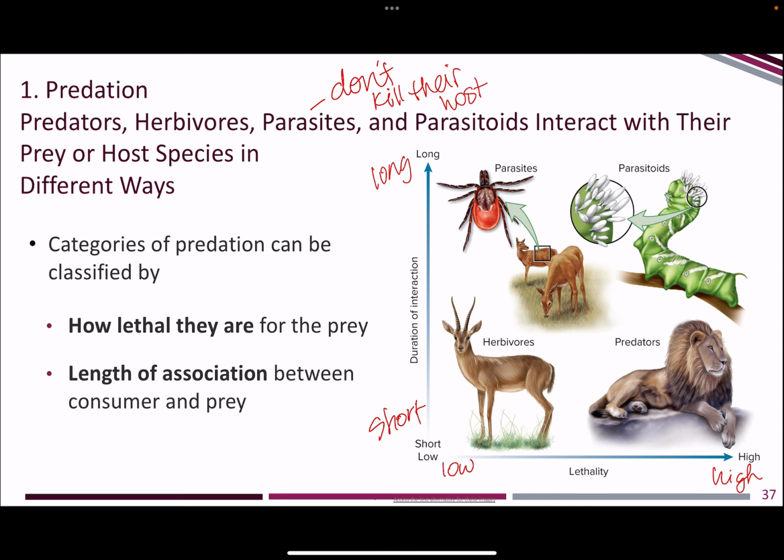Remember that I said that parasites tend to not kill their host, which means they have low lethality, but once parasites infect, they don't really go away, or it's hard to get rid of them. So they're going to have a long duration of interaction. And then you all know predators, their goal is to kill their prey because they need a meal. So they have high lethality, but the interaction is probably relatively quick. They're going to catch their prey quickly and kill it quickly, or that prey is going to get away relatively quickly.